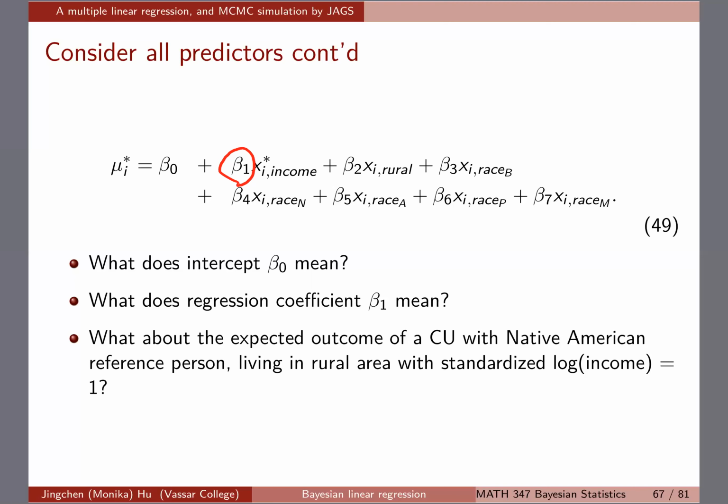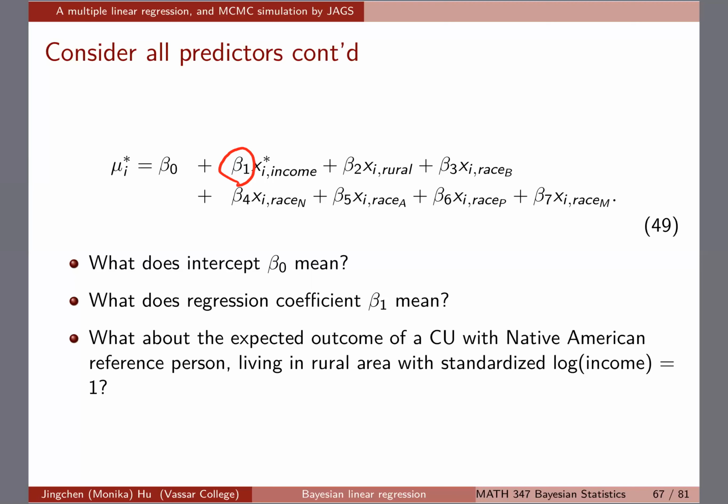maybe you can say for 2 CUs in the same urban or rural status, and also the same reference person race category, then beta 1 is capturing the expected change in the log expenditure if one of the CUs has a 1 unit log income difference from the other one.